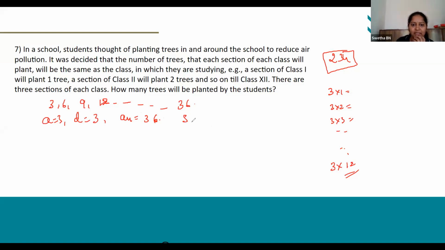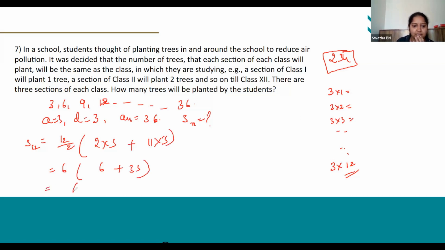So you have to find out SN is equal to question mark. Right here, S is 12 by 2 into 3 plus 2a plus n minus 1 into d. So 6 into 2 3s are 6, 33. Then 6 into 30, 39. See, then 54.